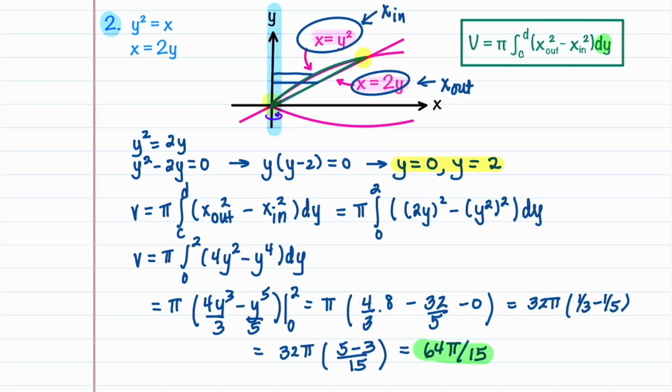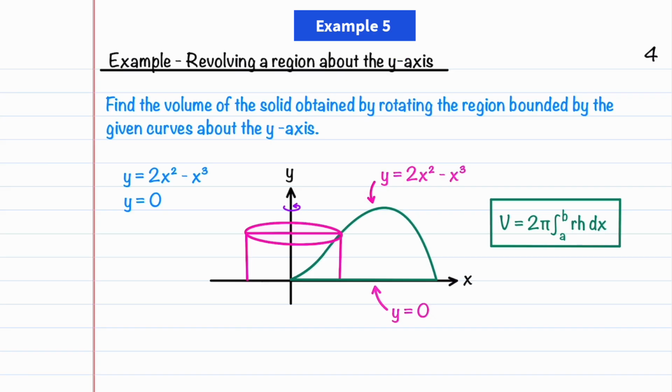And there's our volume. We're going to walk through an example where we find the volume of a solid of revolution that's obtained by rotating the region bounded by the given curves about the y-axis. In this problem, we are going to be using cylindrical shells. The curves that we're given are y is equal to 2x squared minus x cubed, and y is equal to 0. Just to make this easier, I went ahead and graphed both of these curves.